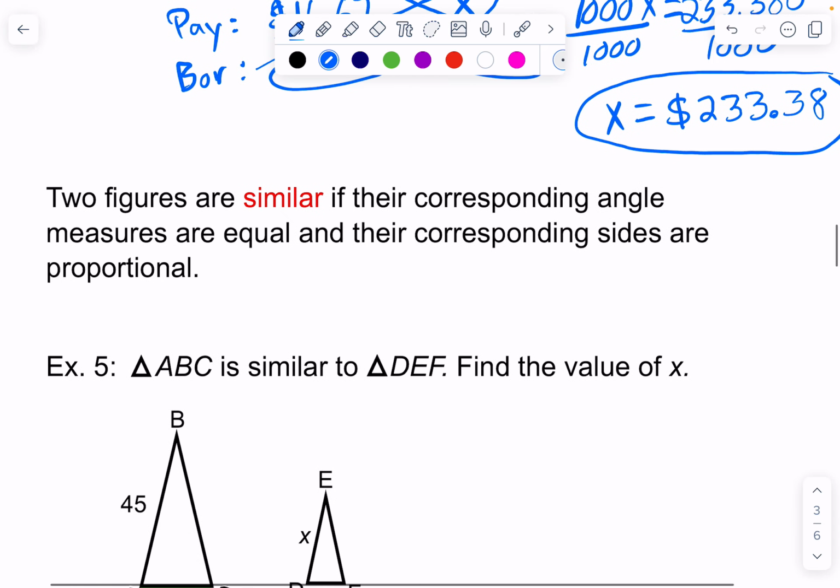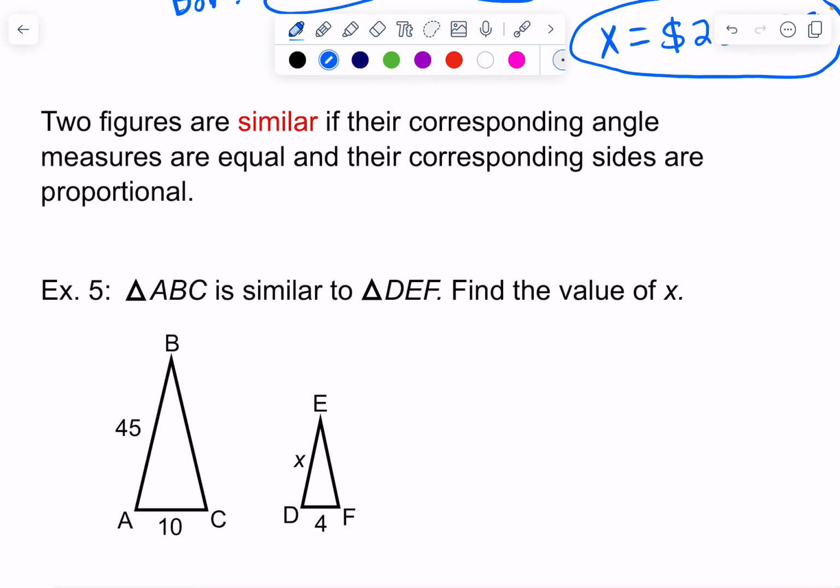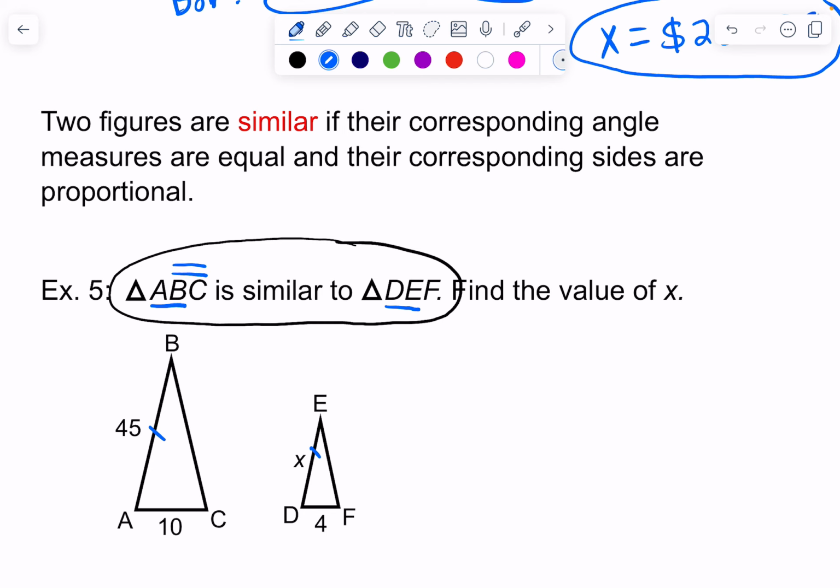All right, let's go to a different type. Two figures are similar if their corresponding angle measures are equal and their corresponding sides are proportional. Let's take a little review on corresponding sides. It always goes by the letters that they give you, not by the figure. Notice that AB corresponds to DE, BC corresponds to EF, and the first and last letters correspond, so AC corresponds to DF.